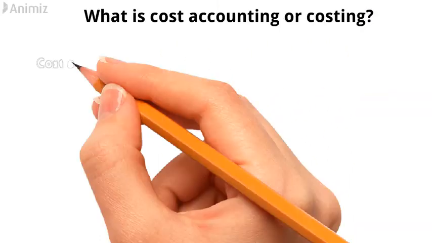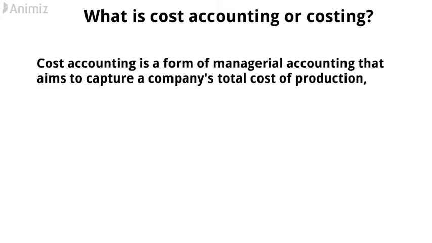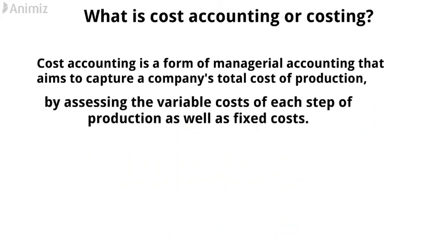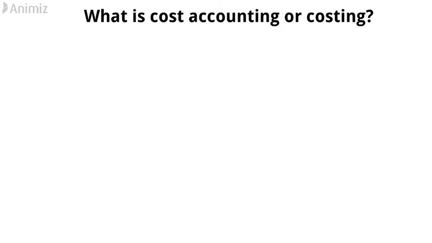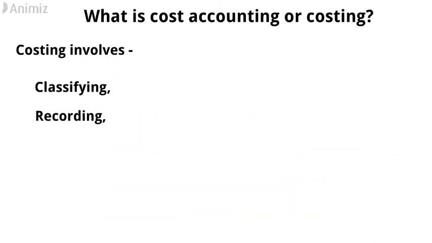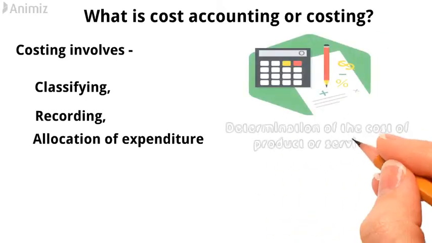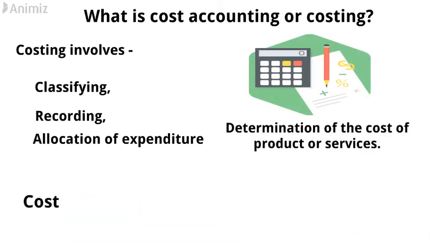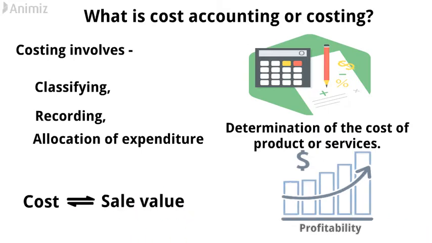Cost accounting or costing is a form of managerial accounting that aims to capture a company's total cost of production by assessing the variable costs of each step of production as well as fixed costs. Costing involves classifying, recording, and appropriate allocation of expenditure for the determination of the cost of product or services. It is the relation of cost to sale values and the determination of profitability.